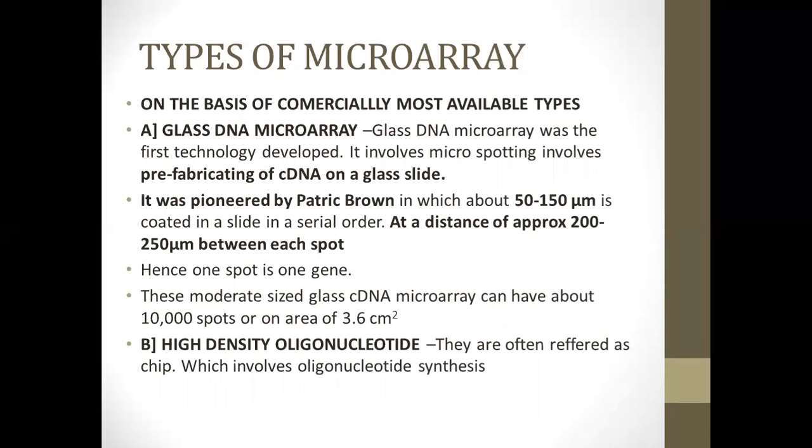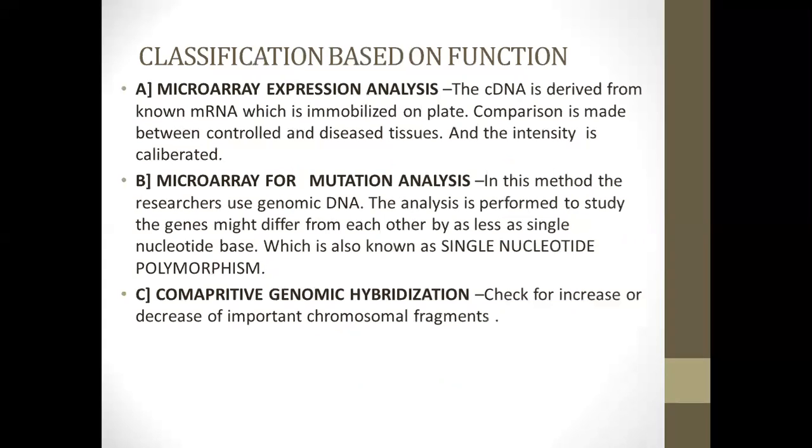Then the types of microarray are glass DNA microarray and high density oligonucleotide microarray. Microarray classification based on function: they can be used for expression analysis to see to what extent your gene is expressed. The comparison is between control and diseased tissue. So if it's a genetic disorder, you can come to know what type of genes are involved in the expression of the protein which leads to disease.